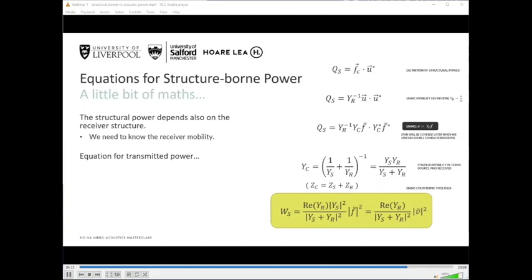Now importantly, here we have predicted the structural power based on independent source and receiver properties. This sort of prediction isn't required for an airborne sound power because airborne sound power is already an independent property of the source, whereas structural power is not.